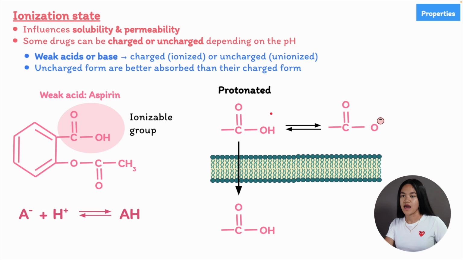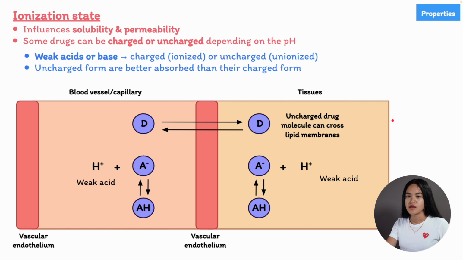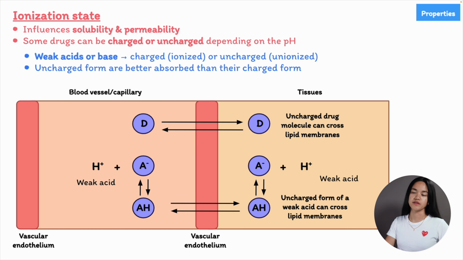This form, AH, will have a better capacity to cross the cell membrane. And what does that mean? That means it has a better capacity to be absorbed and distributed. And the charged form hardly crosses through. Why? Because it's waving a negative flag. If we look at this in a simpler way, we have the charged form of a weak acid here, and the uncharged form can cross the lipid membranes, the incognito form. That's aspirin.